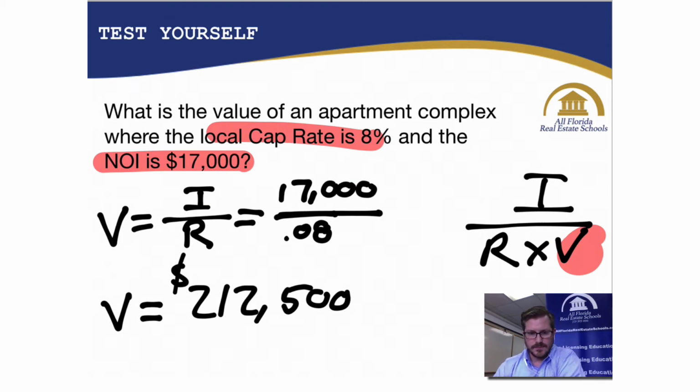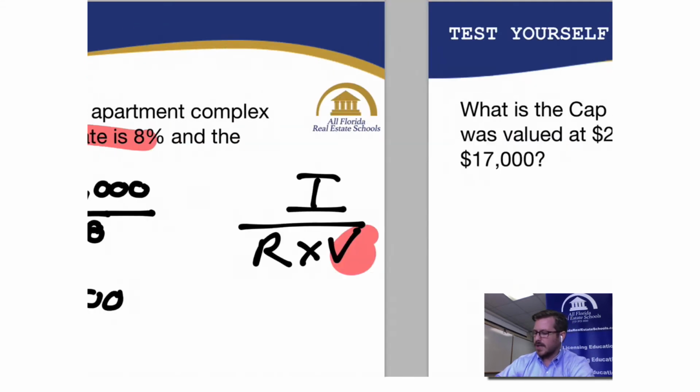So as long as we have both variables, we can always solve for the third one. In this case, we're solving for value. They gave us the income, they gave us the rate, so we can easily calculate that. Let's take a look at another.